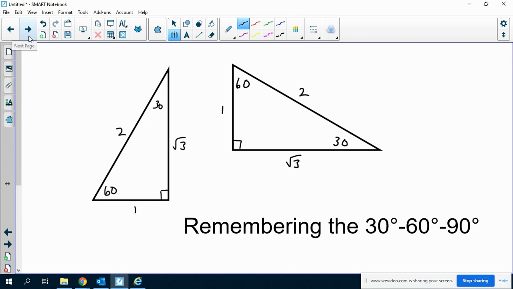This video is on finding the area of a regular hexagon. So one more time, we're going to remind ourselves about 30, 60, 90 triangles. The side that's across from the 30-degree angle is half as big as the hypotenuse, and the side across from the 60-degree angle is root 3 times the length of the small side.